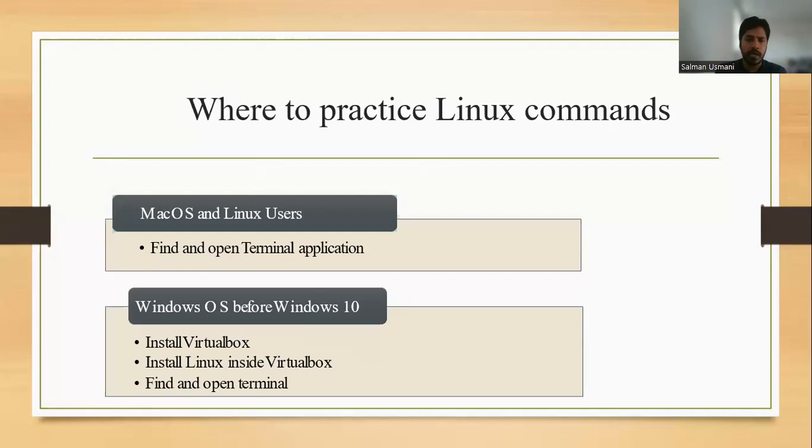I'll tell you where. If you have a Windows operating system before Windows 10, that means Windows 7, Windows XP, or whatever, it was initially not available. So you have to install a virtual machine, and one example of a virtual machine is VirtualBox. Inside that VirtualBox, you install Linux, find and open the terminal, and practice the commands. So this is for the prior versions of Windows.